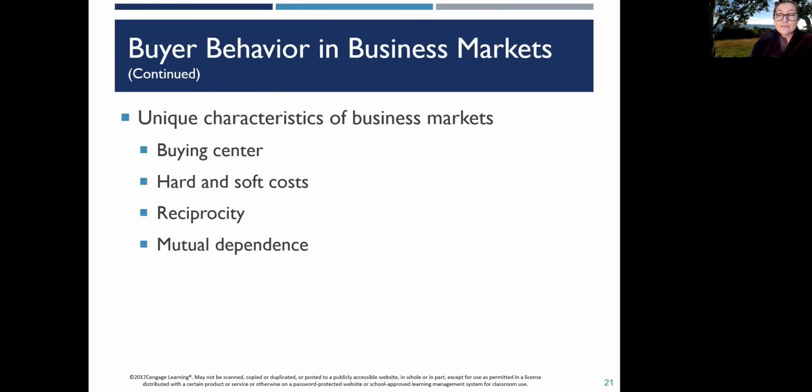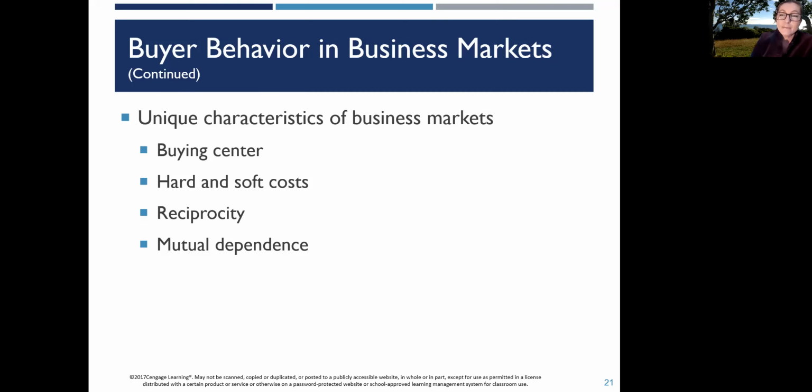So just like in the consumer market, the consumer might turn to their friends and family or maybe social media influencers to help them make a decision. In an industrial market, in the business markets, it's not just one person that makes the decision. They will have what's called a buying center. And this buying center includes representatives from various functions in the organization.